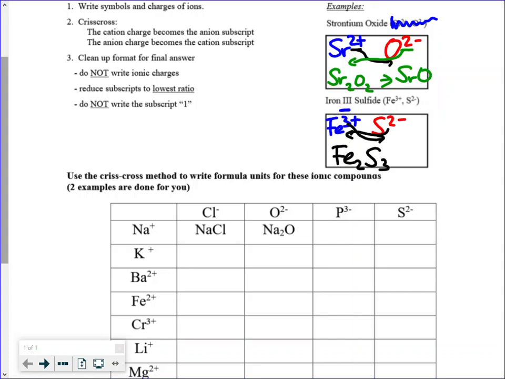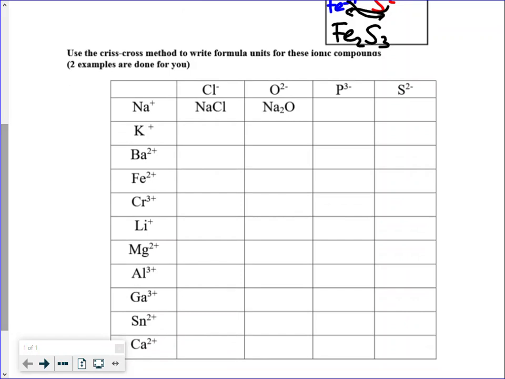Let's try a couple in the chart, and then I'll let you do the rest of the work. If I'm crisscrossing sodium with this phosphide, the P3 minus, the 1 of the sodium is going to be on the phosphorus. The 3 on the phosphorus is going to be the subscript on the sodium. So crisscross it down: Na3P. The 3 goes on the sodium, the 1 goes to the P. It's an understood 1, so we don't put a 1.